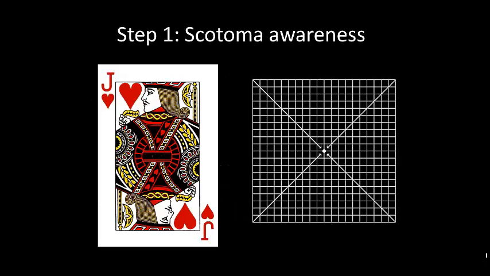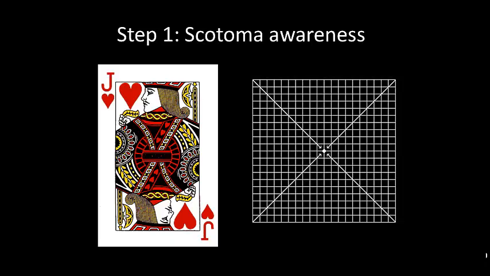So step 1 is described as scotoma awareness. What you need to do is introduce something to the patient that has quite a bit of detail on it, like a playing card or an Amsler grid, and place it in the patient's primary position. You ask the patient to look directly at it, and the scotoma will cover the detail on the playing card or across the Amsler grid, and the patient should then concentrate on defining the edges of the scotoma while they're looking at either the card or the Amsler grid.